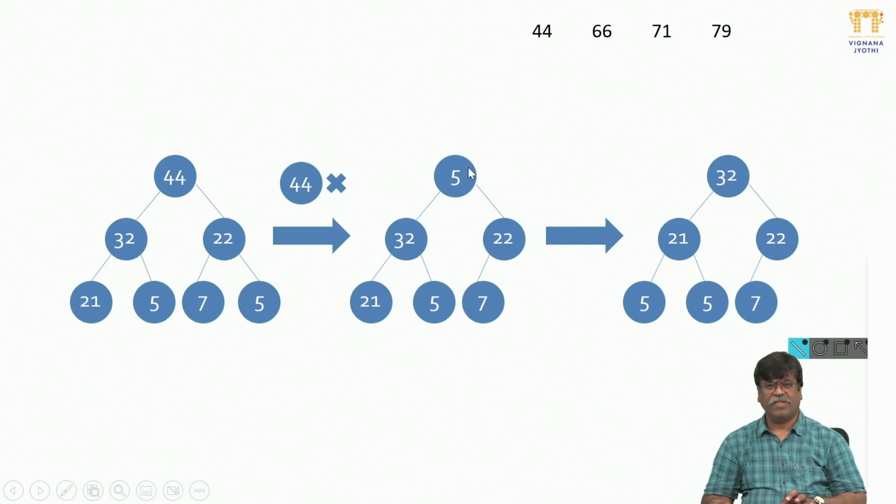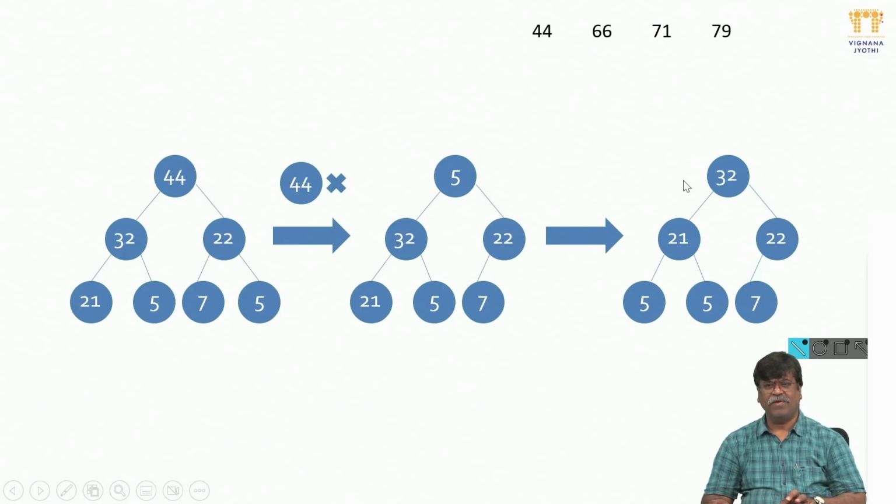So 5, the root element is 5, left is 32, right is 22. Compared to left and right, the left child is greatest. So 32 will be copied here and 5 will come here. So 5, left child is 21, right child is 5. So compared to these two, 21 will go to the root place and 5 will come here. So this is the final max heap you will get.